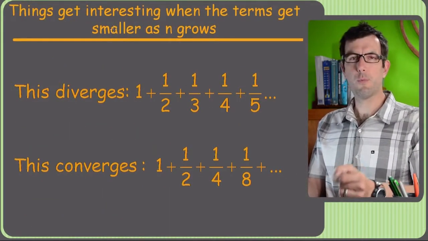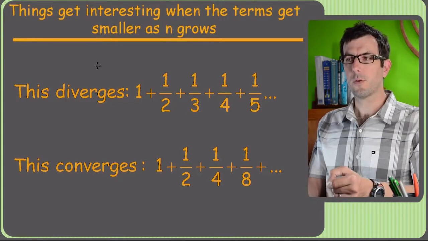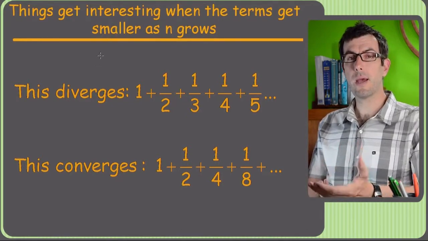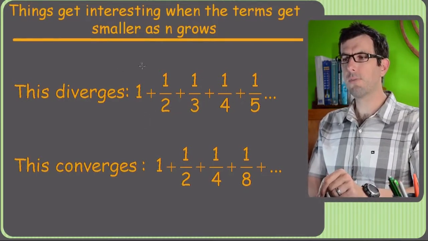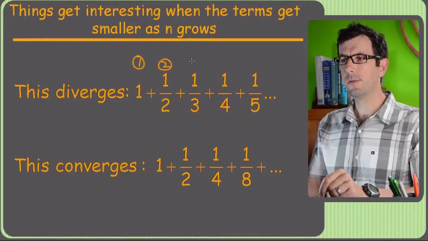All right, so the number one thing to look for with something that might converge is the terms have to get smaller. They have to get smaller and smaller as n gets bigger and bigger. So here's term number 1, 2.